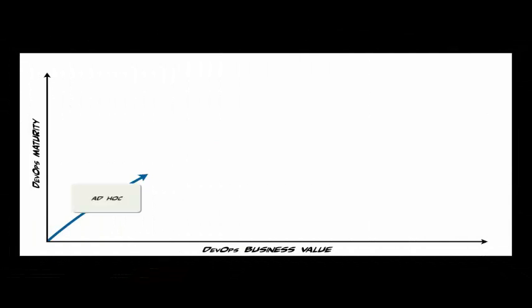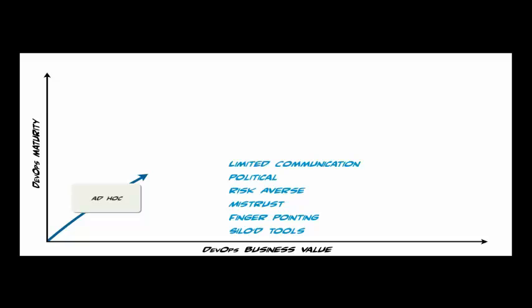With ad hoc, the DevOps discipline is often difficult to communicate and initiate. The business and technology organizations are often political and risk-averse, with deep levels of mistrust and limited teamwork. Finger-pointing across silo-based teams is prevalent. Responsibilities are often blurred and tools are silo-based. IT and the business usually find it difficult to communicate or understand the business strategy.